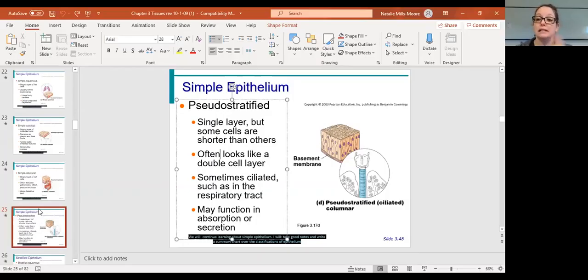So those are our 4 simple, because that's what they're called, or single layered cell types for epithelial tissue.